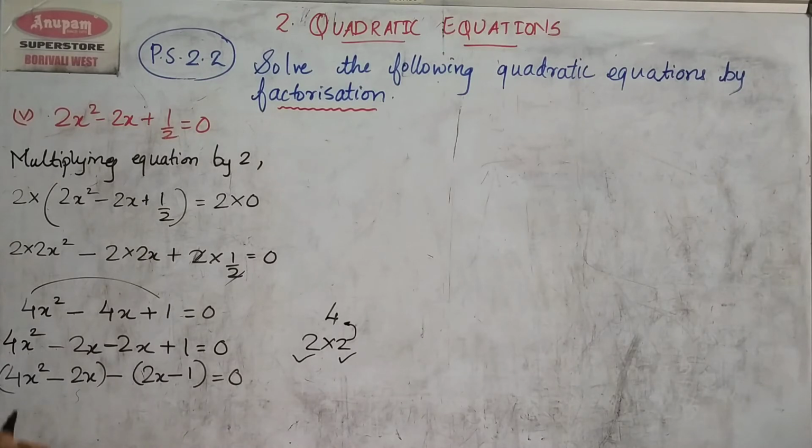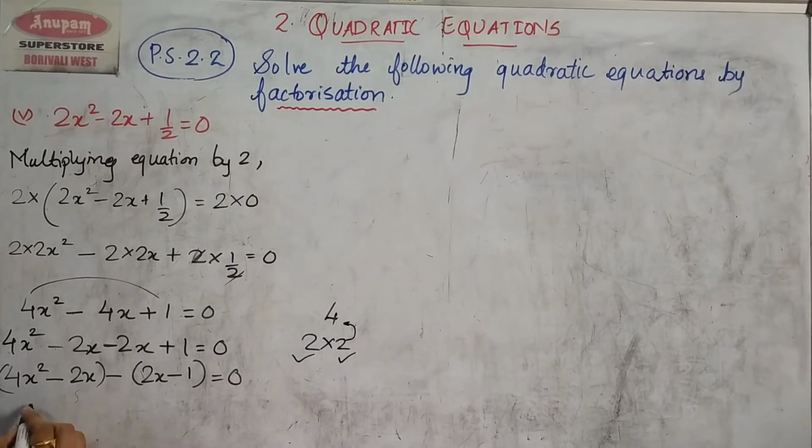Okay, now 4 and 2 comes in whose table? It comes in 2's table. So therefore I'll write down 2 outside, and inside I will write down. Along with 2, I'll also check the variable. Out of x square and x, I have x common, right? So I'll write down this is 2, and out of x square and x, x will go outside.